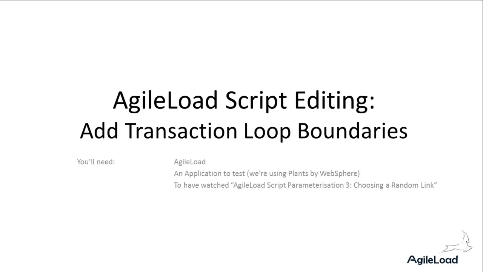This video is made up of two parts. In the first part we're going to add transaction loop boundaries to a script, and I'd recommend that you watch AgileLoad script parameterization 3, choosing a random link beforehand, to understand what that script does. In the second part we're going to execute a small load test with that script that we just created.